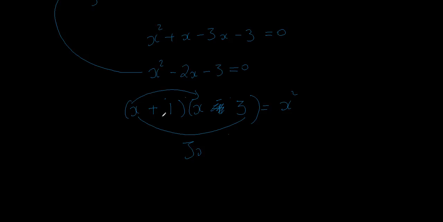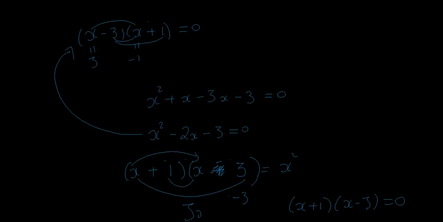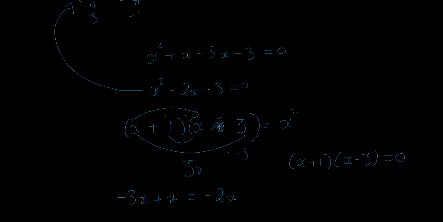If this is minus and this is plus, then you still get the -3 here. When you multiply 1 by -3, you get -3 here, and then when you multiply the x by the constants, this x times this -3 gives you -3x, and this 1 times the x gives you +x. So -3x plus x is equal to -2x, and -2x is what you have here. So the correct factorization is actually (x + 1)(x - 3) = 0, and from this you can see the solution. So this is exactly what we had before.